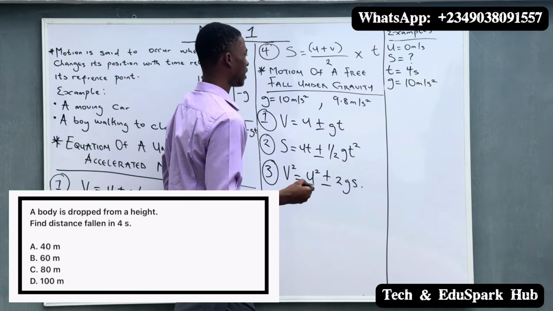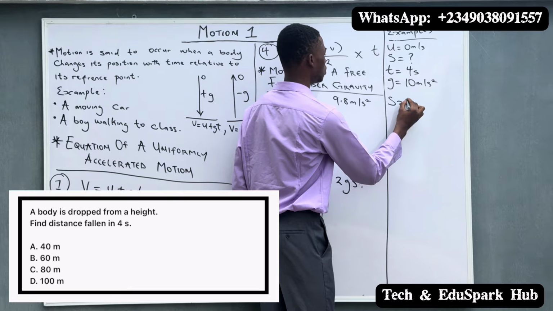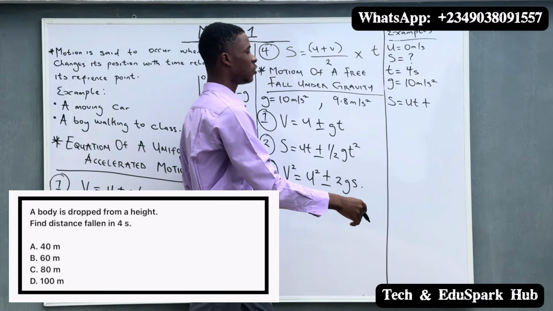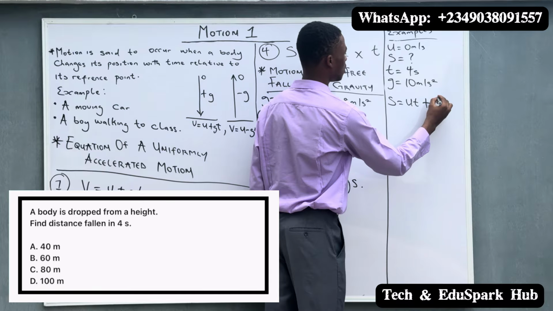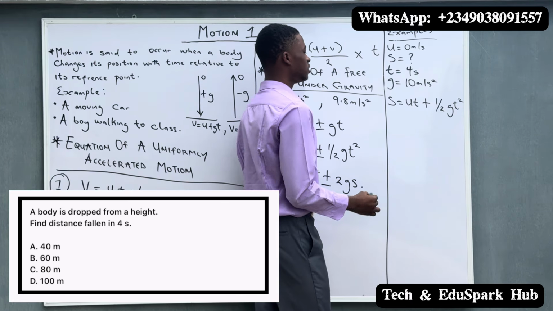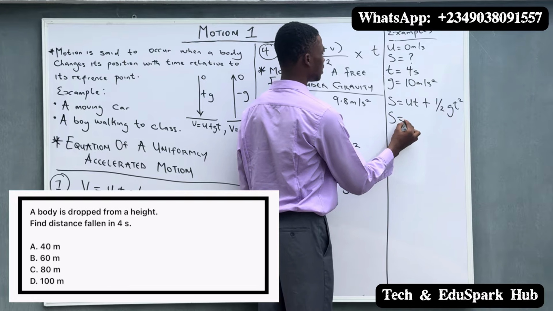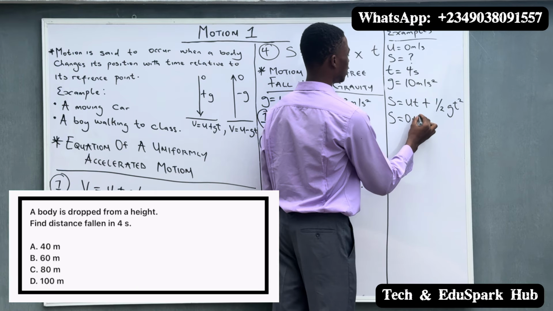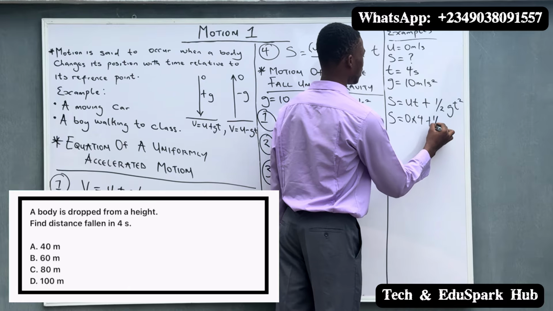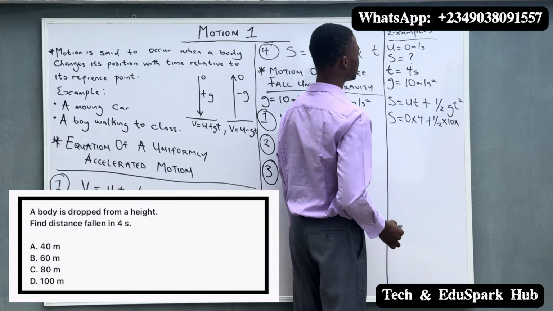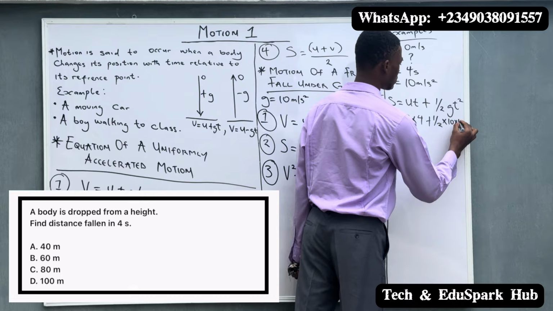So we'll have s equal to ut plus, because the body is being dropped, so there will be plus gravity, 1 over 2 gt square. In this case, our s, which is unknown, will be, what is our u? Our u is 0 multiplied by, what is our t? Our t is 4, plus 1 over 2 multiplied by our gravity, which is 10, multiplied by, what is our time? So we have 4 square.